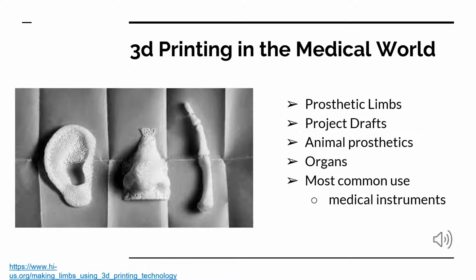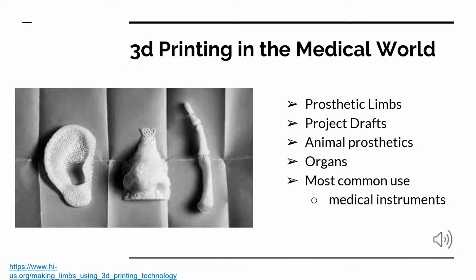To further continue our topic on technology through 3D printing, the creation of the 3D printer has led to numerous things such as prosthetic limbs, project drafts, animal prosthetics, organs, even jewelry. However, the most common use is medical instruments.